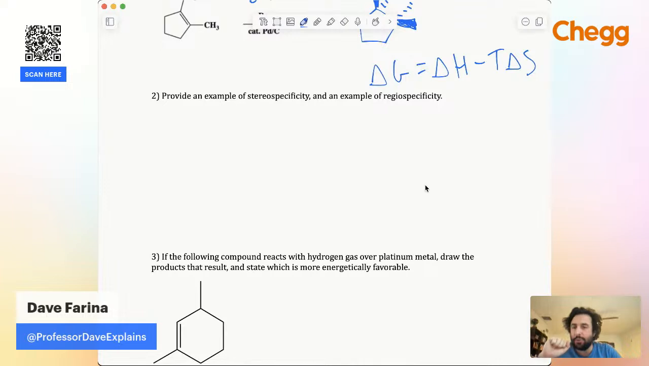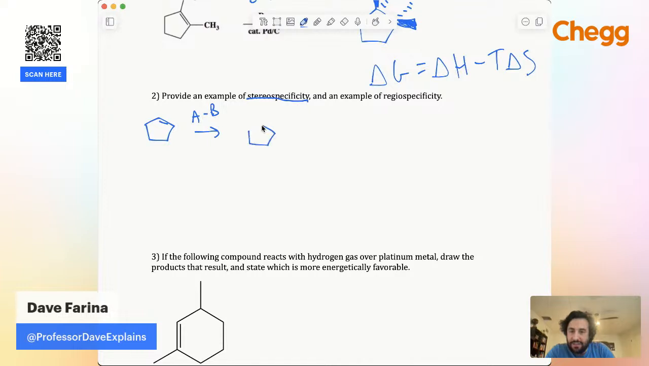Okay, moving on to provide an example of stereospecificity and an example of regiospecificity. So for stereospecificity, we're talking about the potentiality of generating multiple stereoisomers, but there's a specificity. We only go one way and not the other. So for example, as we just saw, if we have this cycloalkene and we're going to do an addition reaction, there are two possibilities. Let me draw that down here a little bit.